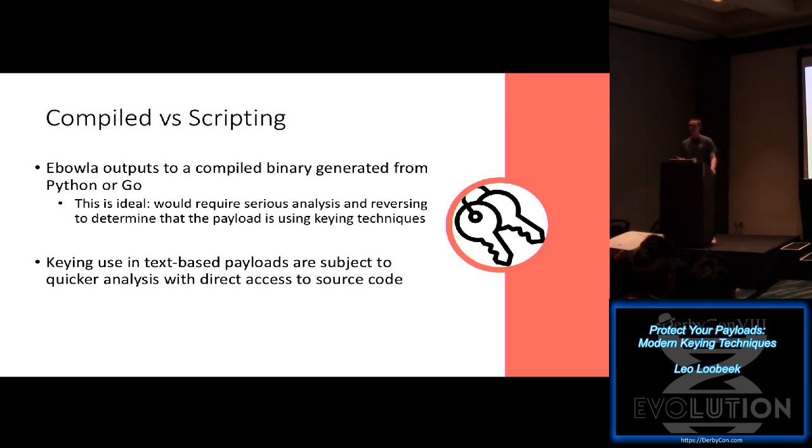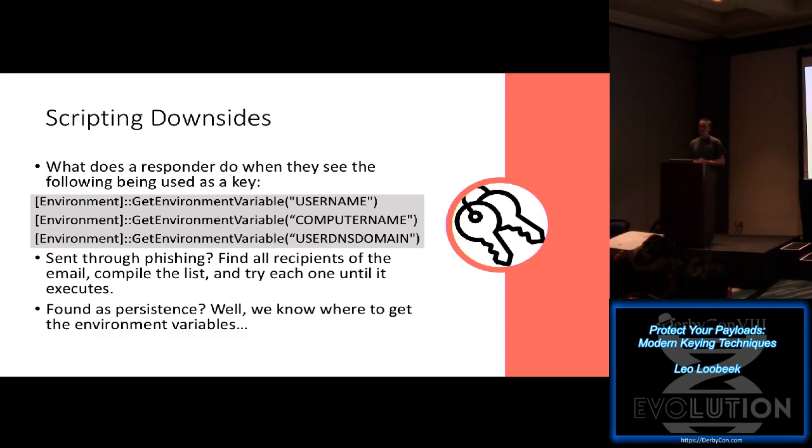Whereas if you're keying a text-based payload, like a C-sharp or a JavaScript payload, it's pretty obvious right away, if you're not using any obfuscation, that keying's being used. You can find the encryption functions. Taking that a step further, if you saw that in a PowerShell script, that you were creating a keyed payload, and you're basically decrypting on those three environmental variables, and you saw it was sent through phishing, from the blue team side you could just go on each one of those systems, pull those environmental variables down, try each one until the payload decrypts, and you'd have that decrypted payload. If you found it has persistence, it would be even easier. You just go to that system that has persistence on, pull those environmental variables off, and you'd easily be able to decrypt that payload.